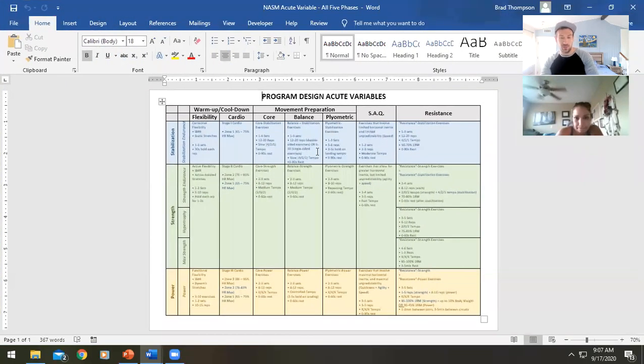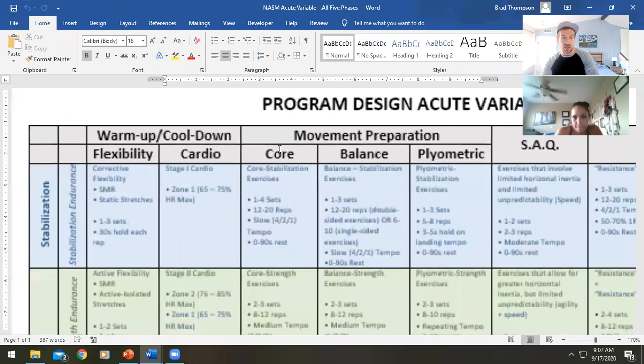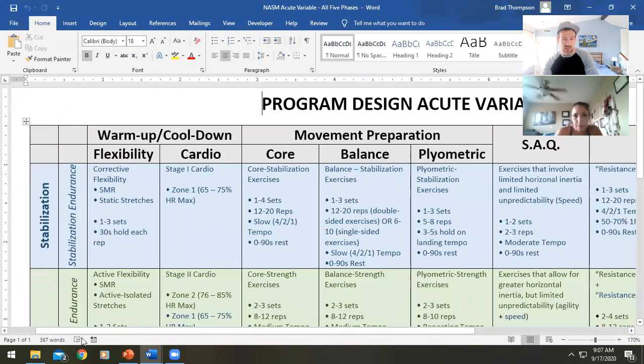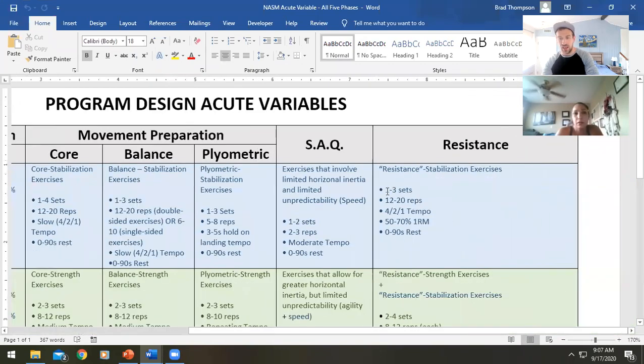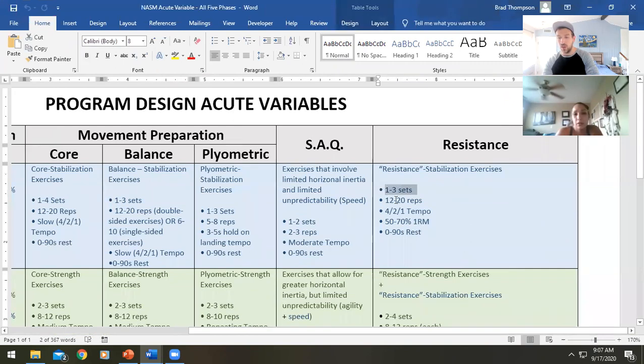So I would look at the stabilization phase, and I'd be like, all right. That means we are going to lift at between 1 to 3 sets, 12 to 20 reps, 4-2-1 tempo, 50 to 70% of your 1 rep max. I'm going to give them 0 to 90 seconds of rest.